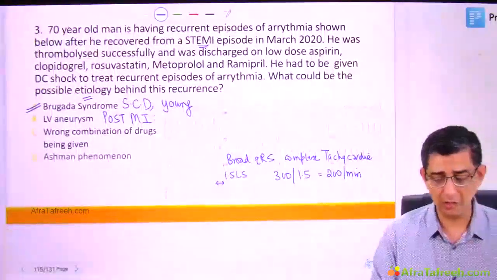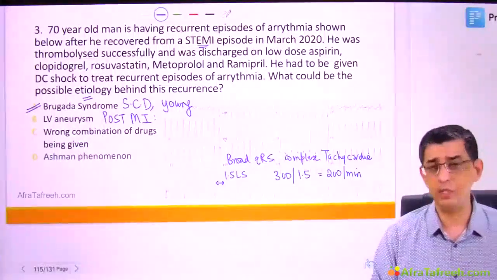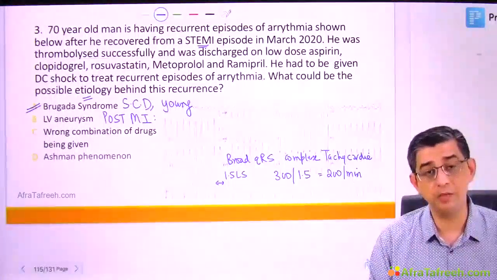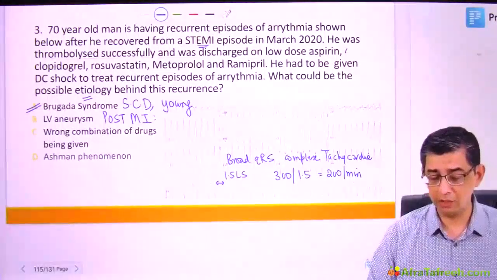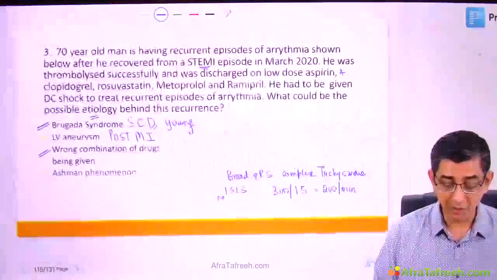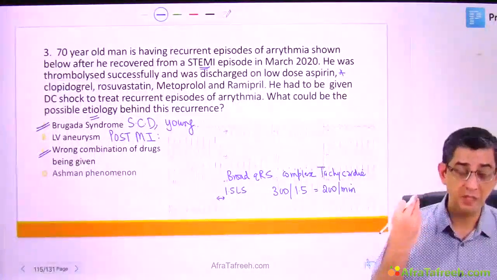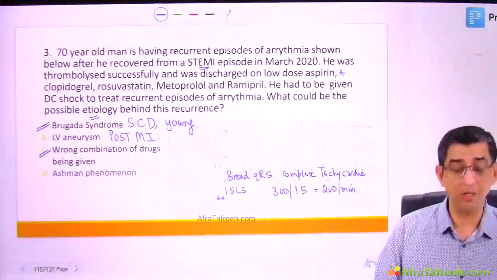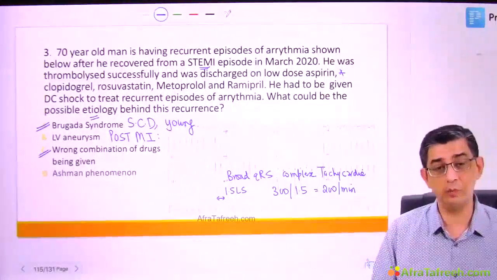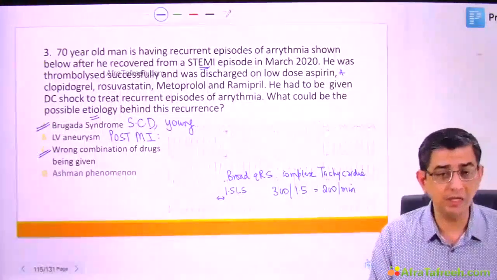C says wrong combination of drugs given. So let me read the drugs again. Low dose aspirin, clopidogrel, dual antiplatelet therapy, rosuvastatin, metoprolol, ramipril. See, he has already recovered from a STEMI episode, so giving him dual antiplatelet therapy is the right thing to do. It is unlikely that C would be responsible, or that medications are contributing to these recurrent dizziness episodes. If he was given nitroglycerin or NTG, in this particular question, I could have thought the nitroglycerin overdosage could contribute to hypotension, and thereby this person could be having some issues. So C and A can straight away be ruled out.